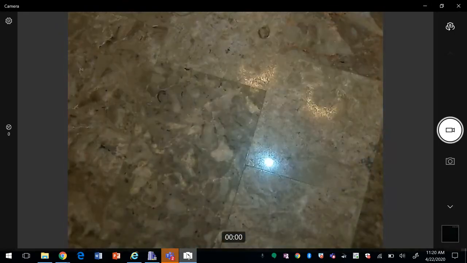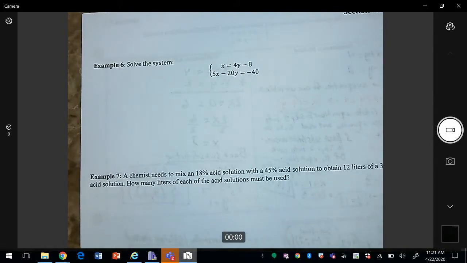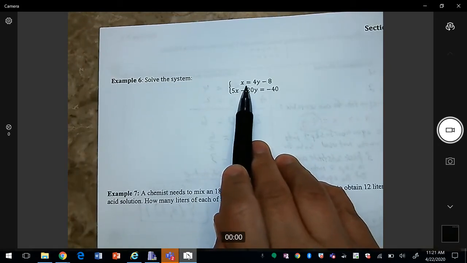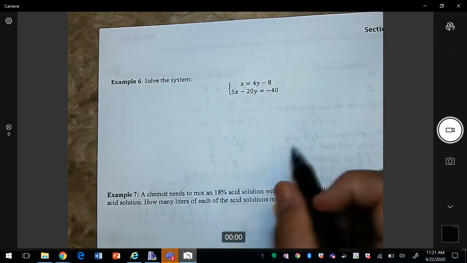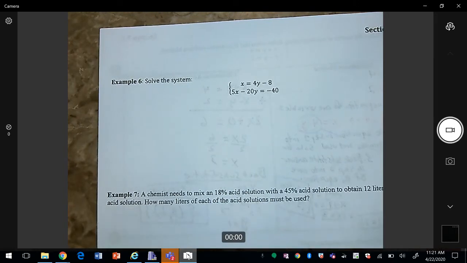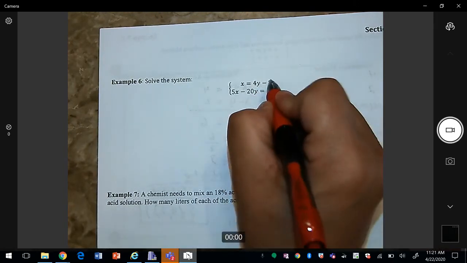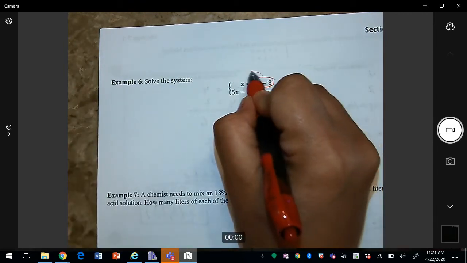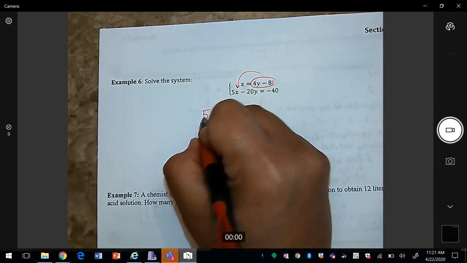Okay, let's try example 6. Notice here the way the equations are set up. One of the equations is already set up for x. Whenever that happens, I like to use the substitution method. Here, we know that x is equal to 4y minus 8, so we can substitute that in for x.